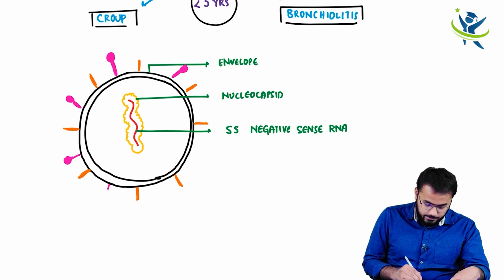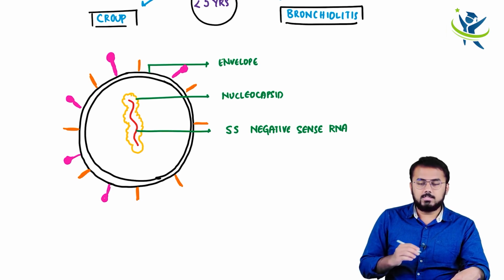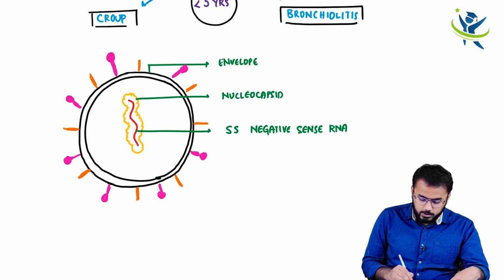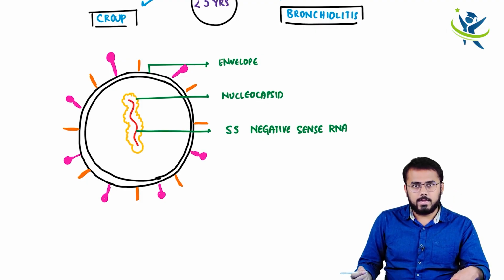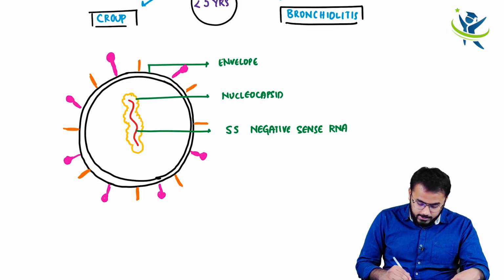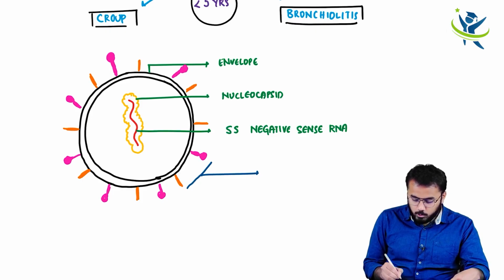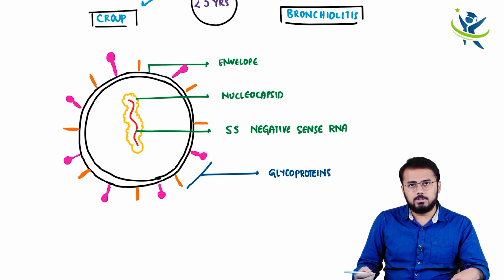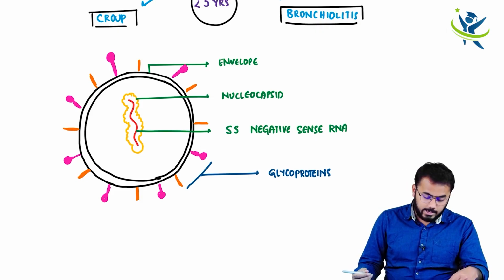So there are two types of things located on the surface of the envelope. The things which I am drawing right now are called glycoproteins. The pink color and the orange color which I have drawn just now, both of them are called glycoproteins. The important thing is to know the names of these glycoproteins.